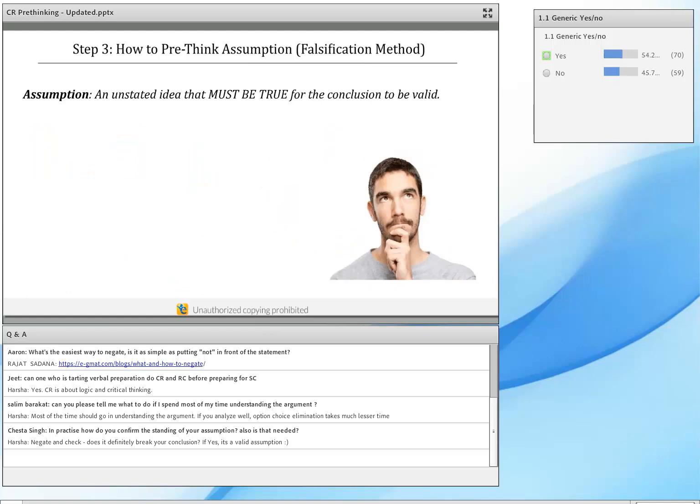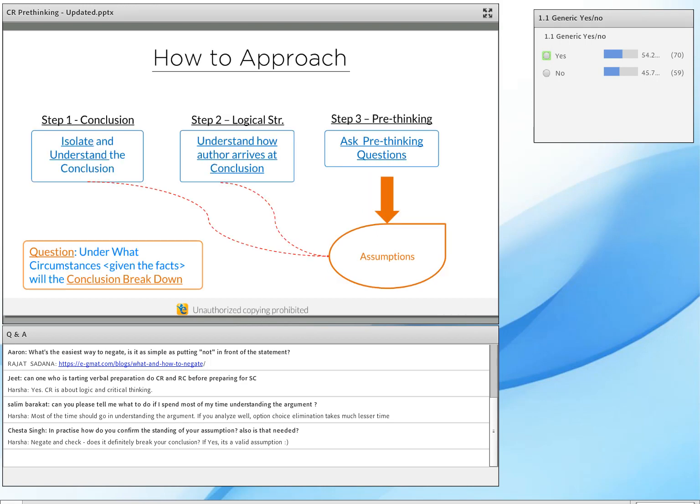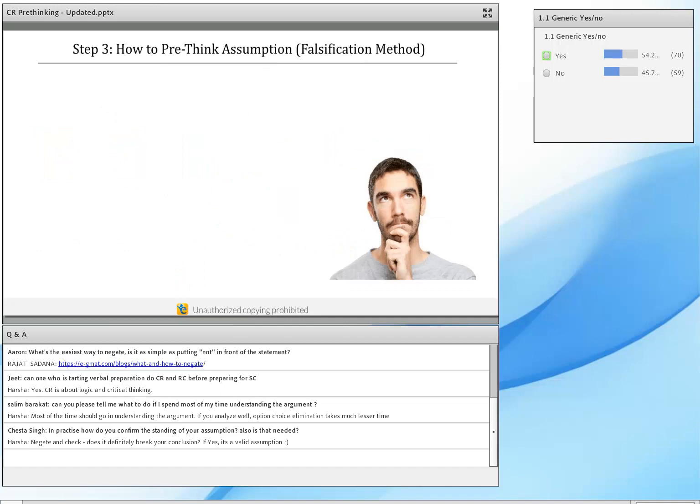So we're going to talk about that falsification method, and it comes from one thing, which is the definition of an assumption. What's an assumption? It's an unstated idea that must be true for the conclusion to be valid. And just to be very clear where I am, I'm going to briefly talk about what this falsification question or pre-thinking question is. Then we're going to start with step one, then go to step two, and then come back to step three. So let's understand how to formulate a falsification or a pre-thinking question.